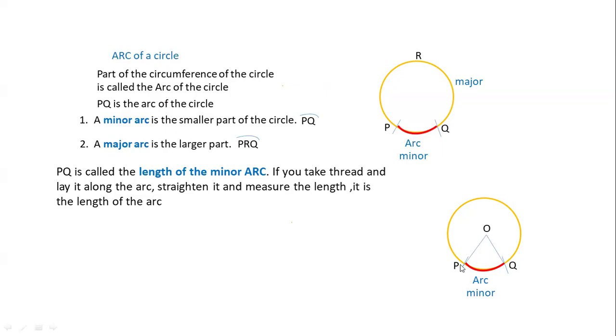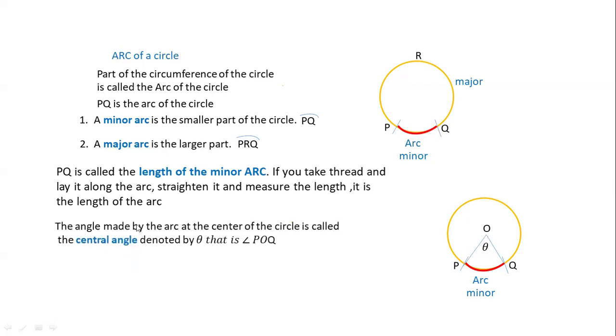Now let us join these two points P and Q to the center of the circle. When you join them to the center, you get an angle here. The angle made by the arc at the center of the circle is called the central angle, denoted by theta, that is angle POQ. This angle POQ is formed by joining the endpoints of the arc to the center, and because it is formed at the center, it is called the central angle.